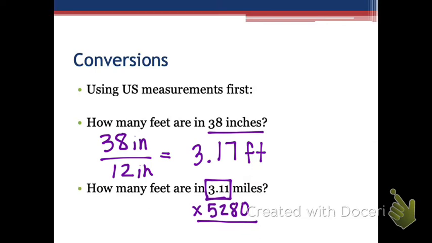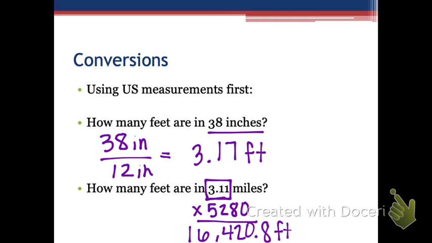3.11 times 5,280. That gives me a distance of 16,420.8 feet. Does that seem reasonable? Think about how far 3 miles is. 3.11 miles. We should be expecting here a large number of feet.